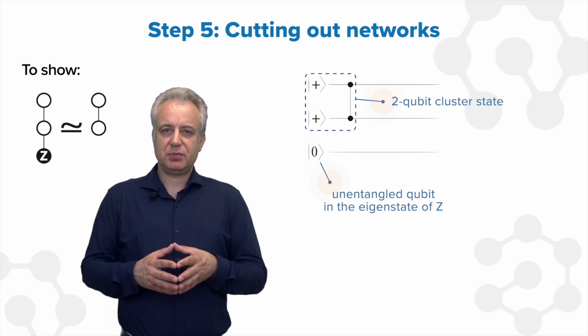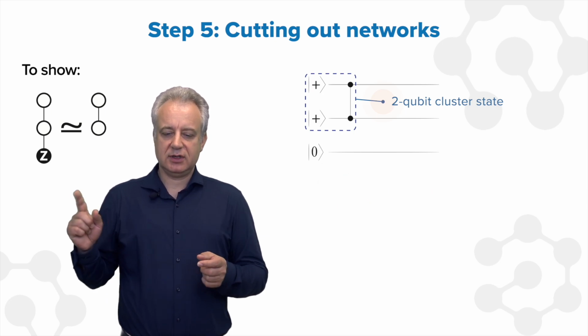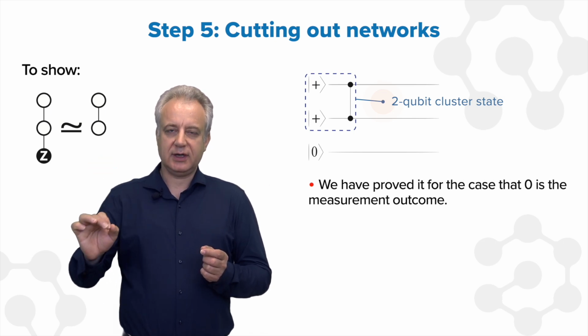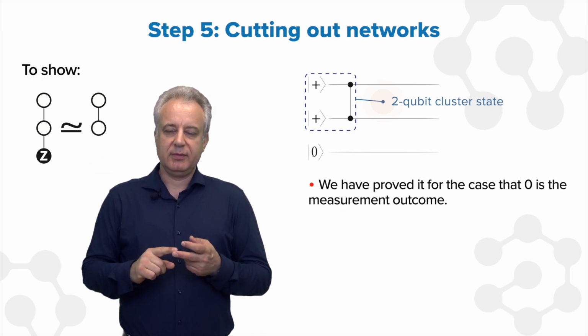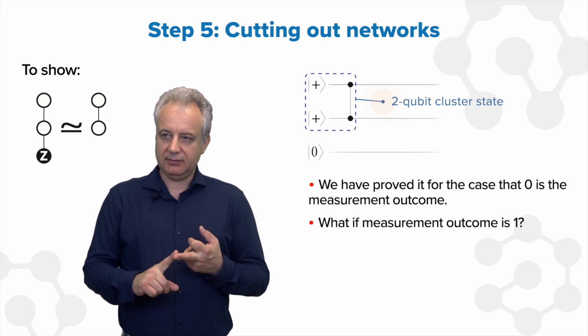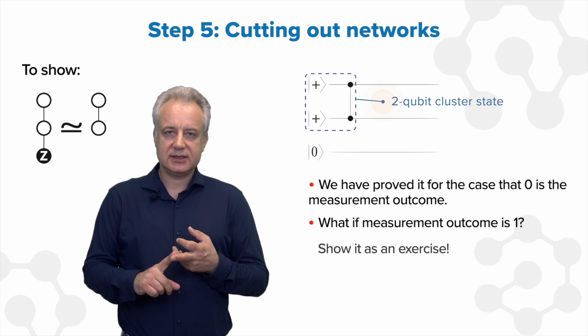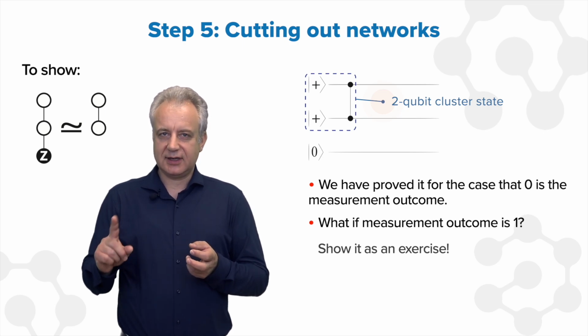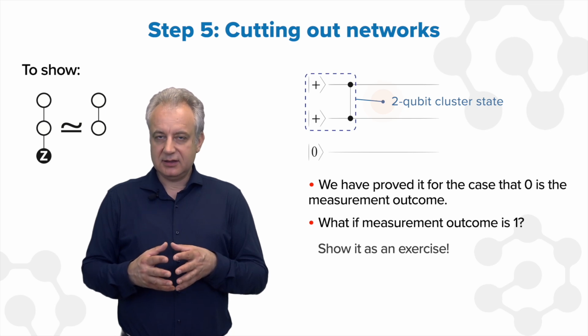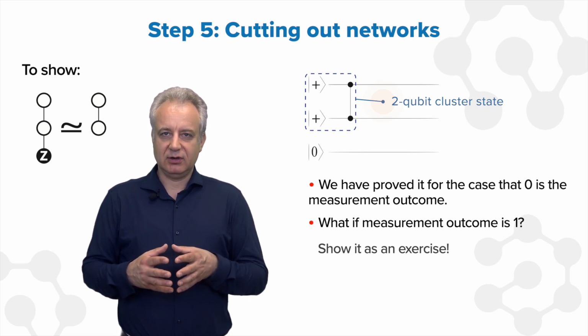All right, so this pretty much shows it. I just want to make one little remark here. We have done this only for measurement outcome 0. But what if the measurement outcome is 1? You may repeat the analysis. It is not much different. It's a tiny little difference. The measurement outcome matters, but in the end, you do get a tensor product between a local state and a cluster-like state.